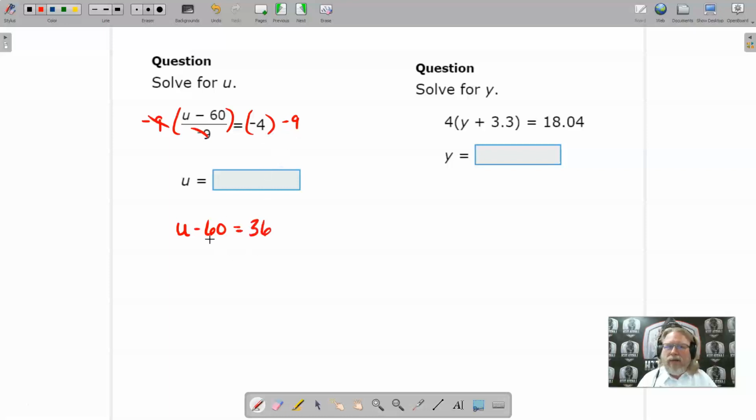So now I want to get rid of the negative 60, so let's go ahead and add 60. And what we do to one side, we're going to do to the other. So I end up with those canceling each other out. I end up with just u equals, and 36 plus 60 is 96. So u equals 96.